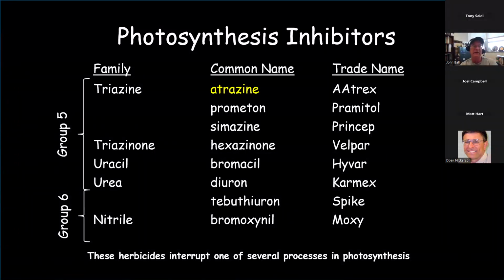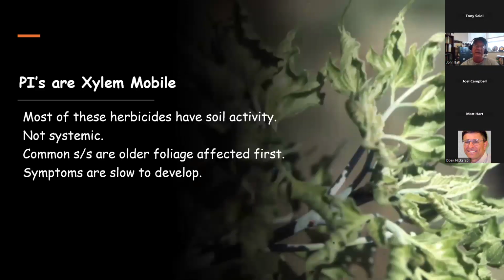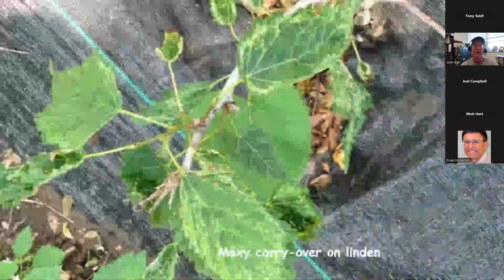We also have photosynthesis inhibitors. Atrazine is probably our most common one there that we see injury with. With these, you're going to get the older foliage. These are non-systemic. Older foliage is going to be affected first. New leaf foliage is not initially injured, and because these are xylem mobile products, and they do have soil activities, they're fairly slow to develop.